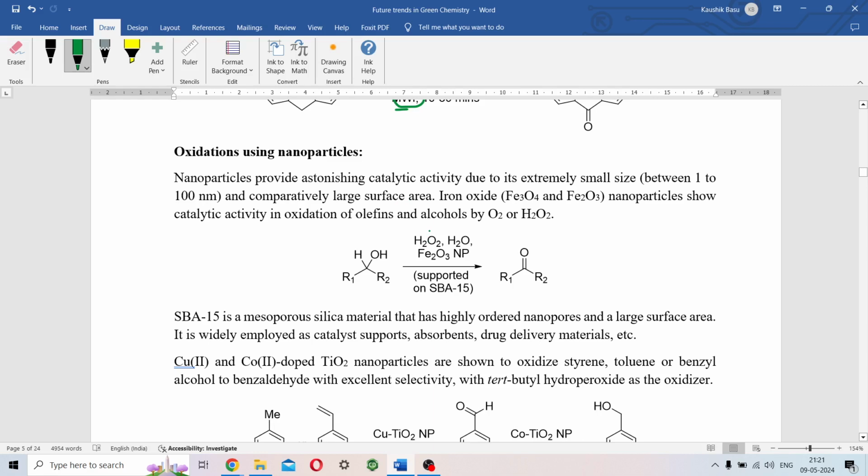So you can use Fe2O3 nanoparticles where the oxidizing agent is H2O2, or you can use oxygen as your oxidizing agent, and this time you are oxidizing a secondary alcohol into a ketone. This nanoparticle is supported on something known as SBA-15. That's a mesoporous silica material which is highly ordered with very small pores and a very large surface area, and SBA-15 is very popular as catalyst supports, adsorbents and drug delivery materials.